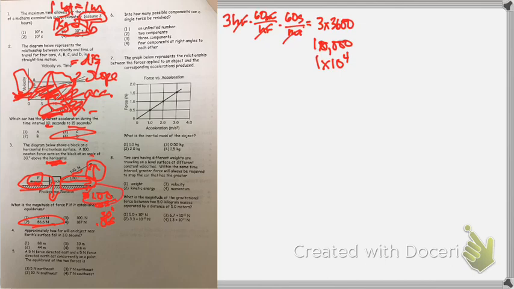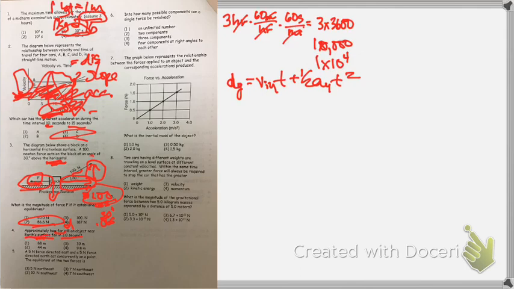All right, next question. Approximately how far will an object near Earth's surface fall in 3 seconds? So you want to know delta y, v initial y t plus 1/2 a y t squared. How do I know this equation? Well, I want to know d, that's how far.